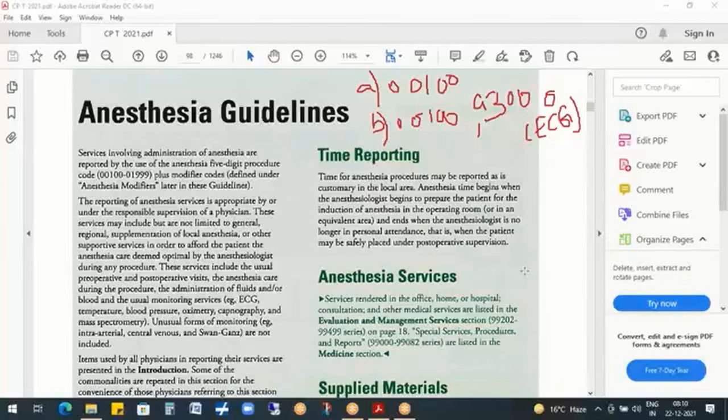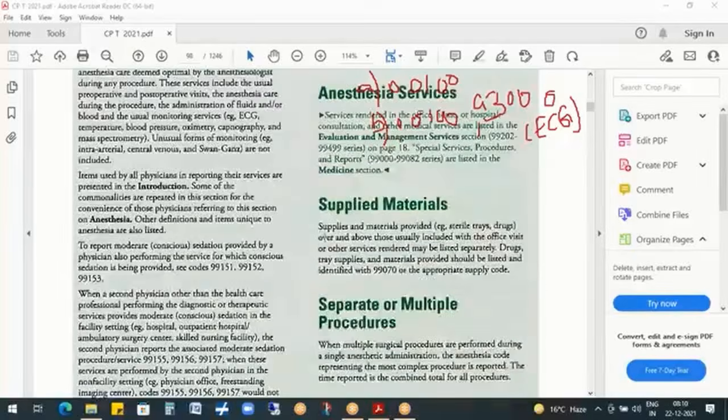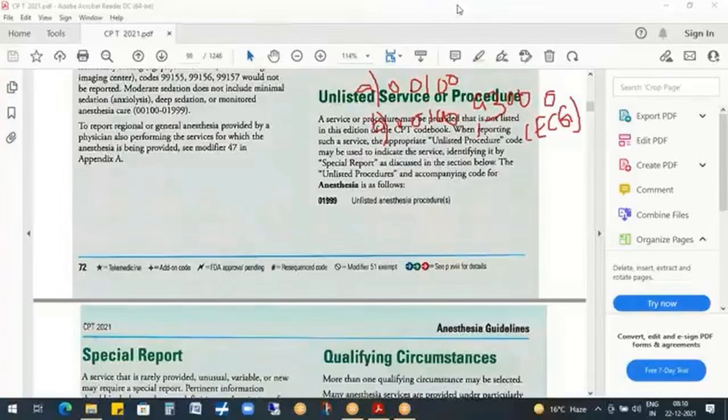No questions? Okay, next point. Anesthesia formula. Write down the formula. You can see my screen.